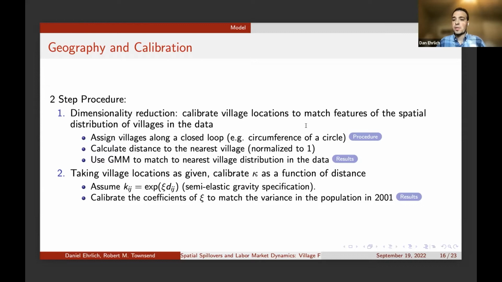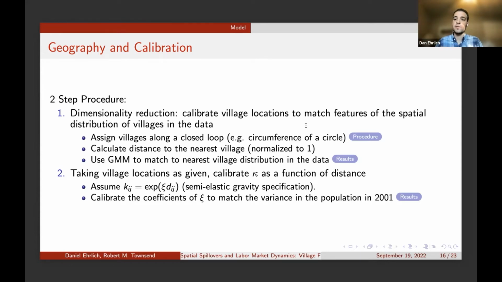So instead of working with all 40,000 villages, we're going to assign villages on a line and calculate the distance matrix using the locations of villages on this line. We're also going to assume that the line is a closed loop, so that villages on either end of the line can have small migration costs between them. So this is essentially a line that ends in a loop, and you can think of this as the circumference of a circle.